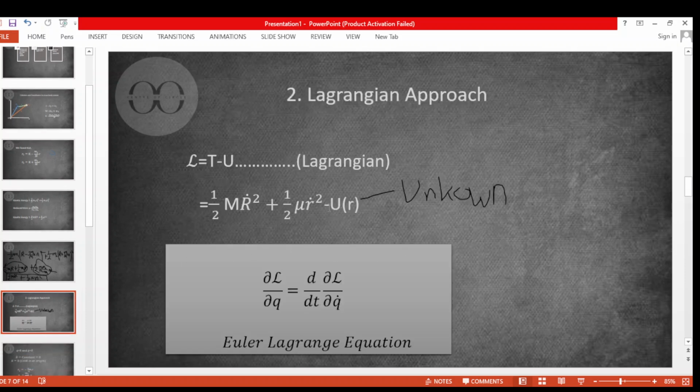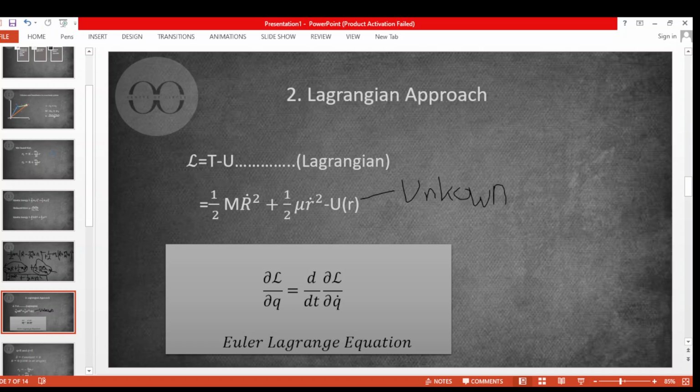So at first we looked at the Lagrangian approach, and we learned what is Lagrangian, and we figured out what is our Lagrangian for our system, which was half capital M capital R dot square plus half mu times small r dot square. So it is our kinetic energy. Our Lagrangian will be kinetic energy minus potential energy, but we don't know our potential energy function. So here our potential energy function is unknown.